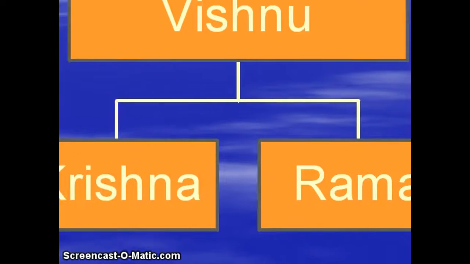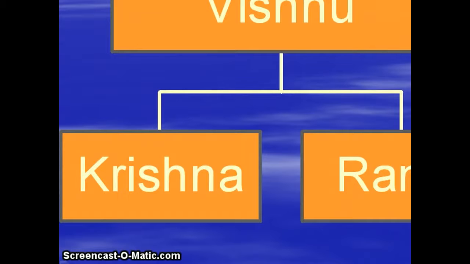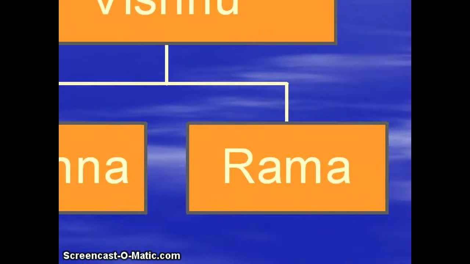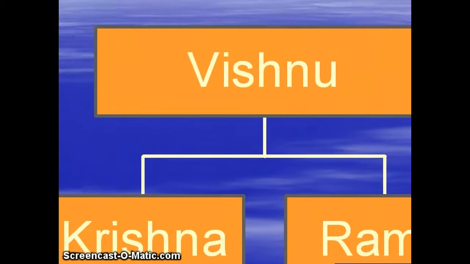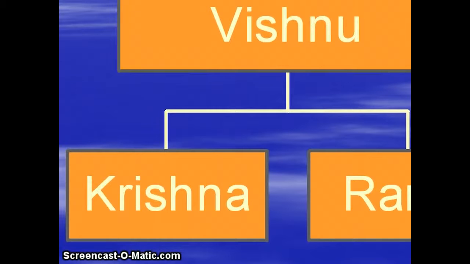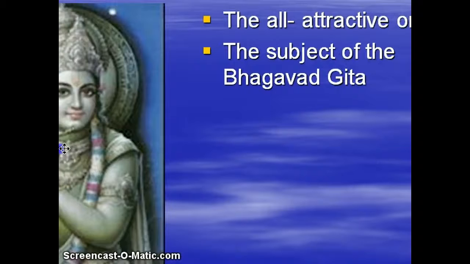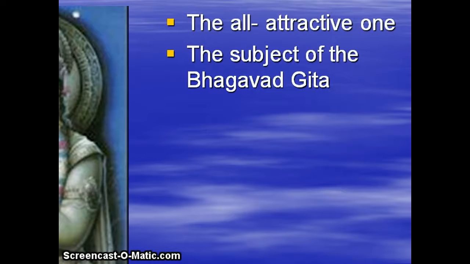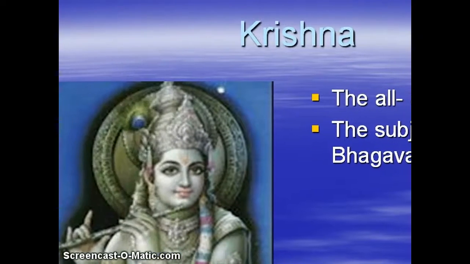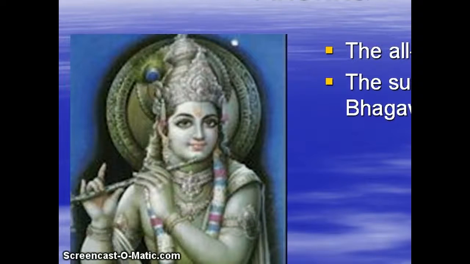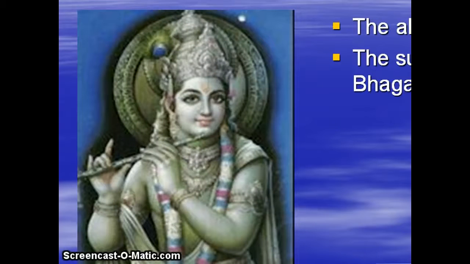There are many avatars of Vishnu, and I'll talk about a few of them. One of them is Krishna, another one is Rama, and we'll also look at some other avatars of Vishnu. Krishna is the all-attractive one. He's the subject of the Bhagavad Gita, and he's very playful. And you can see here he is playing a flute, which represents his playfulness.